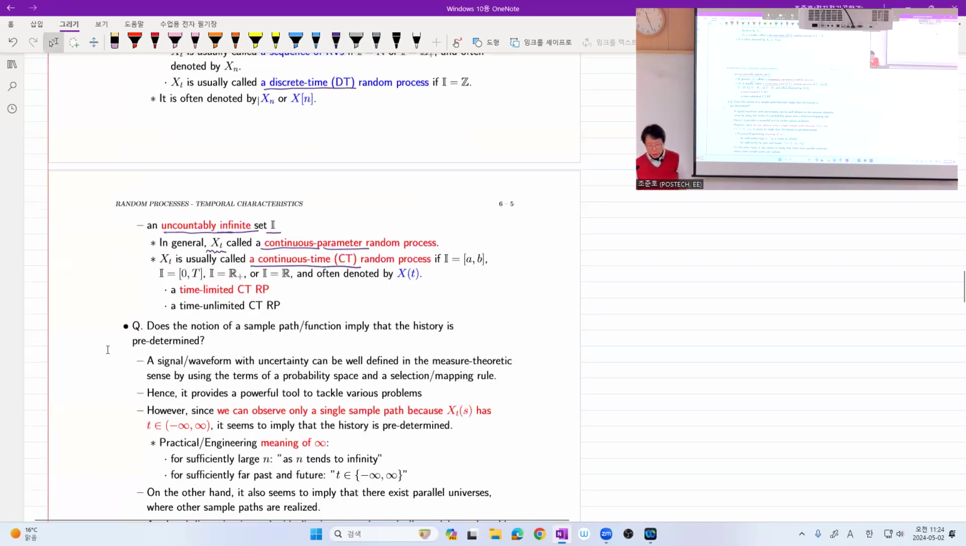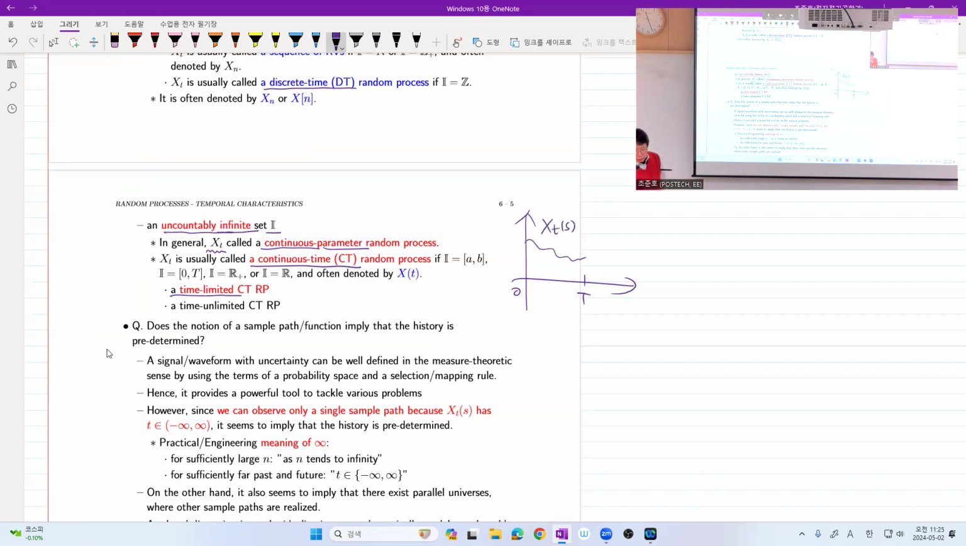But you have to be careful, because sometimes you'd better handle a time-limited continuous time random process. In that case, without loss of generality, we may assume that our time interval of interest is the interval from 0 to some capital T. In that case, you have sample paths that are very restricted, defined on this interval only. And you may ask what's the use of that? But actually, it's very, very important, especially when you develop some theory.